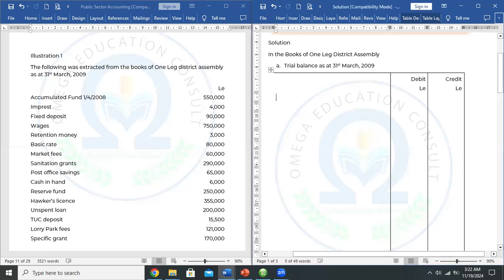So just put in accumulated fund. You put it under the credit side or credit column, 550,000. As simple as that. If you have a question on this, please feel free to tell me. Let's deal with it. So you should now note that accumulated fund is the capital of either the central government or the local government or any other agency, right?